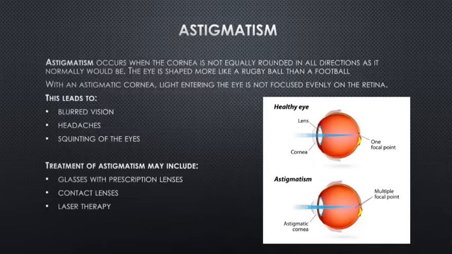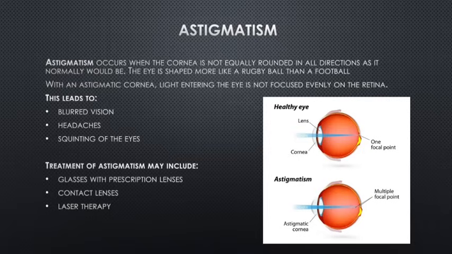Okay, another condition that is important to know is what we call astigmatism. Astigmatism is when the cornea, remember the cornea, the transparent part of the eye in front there, which forms part of the external layer, is not properly or equally rounded or curved in all directions the way it's supposed to be normally.